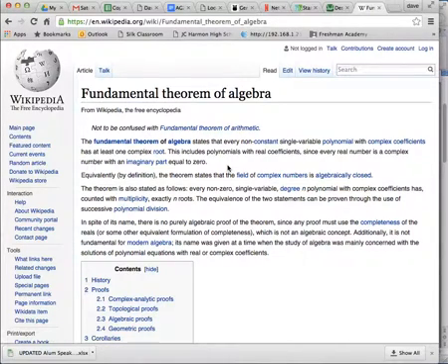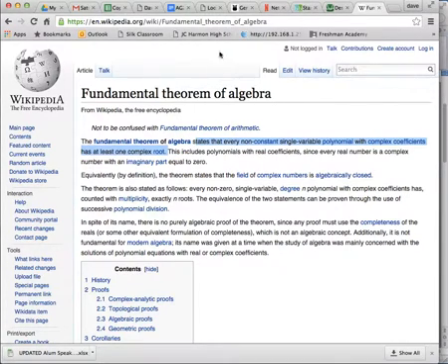All right, so the fundamental theorem of algebra states that every non-constant single variable polynomial with complex coefficients has at least one complex root.